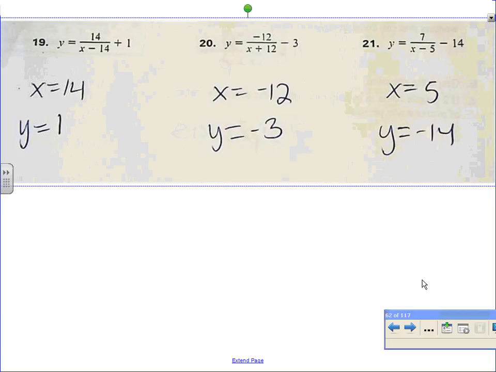20, x is -12, y is -3. Domain is all real numbers except -12. Range is all real numbers except -3. 21, x equals 5, y equals -14. Domain is all real numbers except 5. Range is all real numbers except -14.